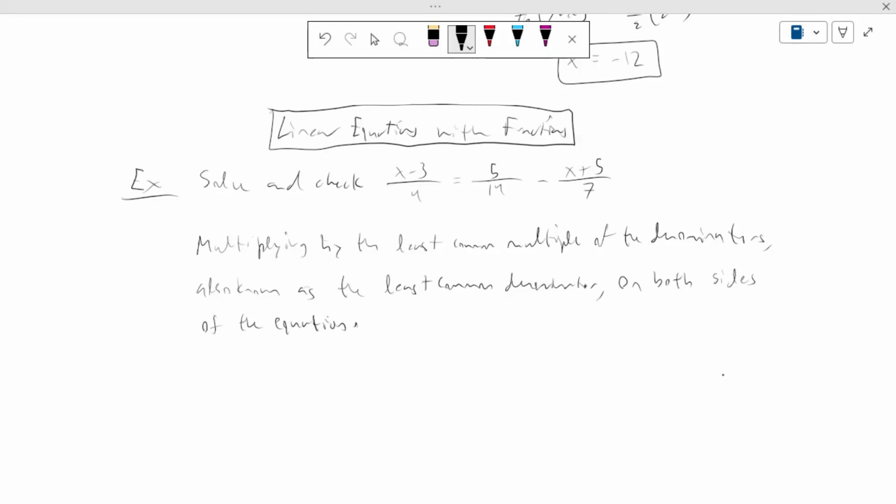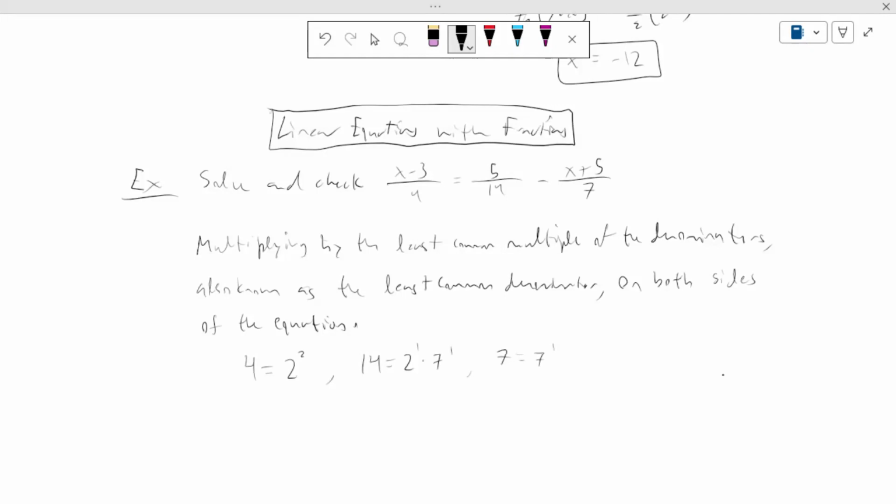So 4, for example, is 2 squared. I'm factoring everything into its prime factors. 14 is just 2 to the first power times 7 to the first power. 7 is already factored. It's just 7 to the first power. It's a prime number. So I see that we have these common factors, 2 and 7.